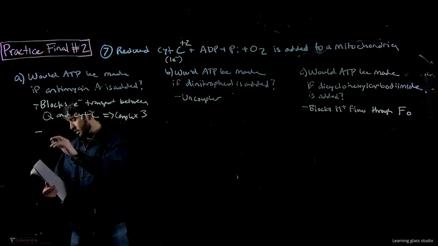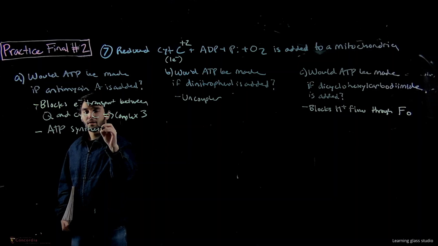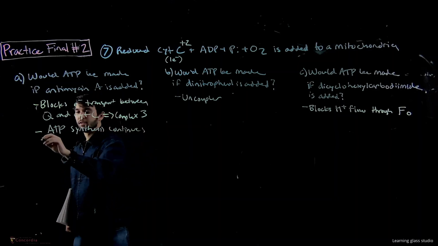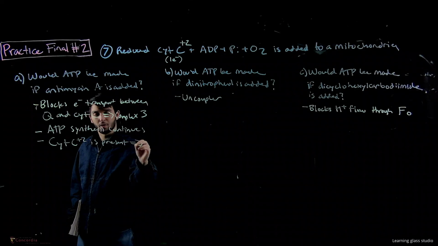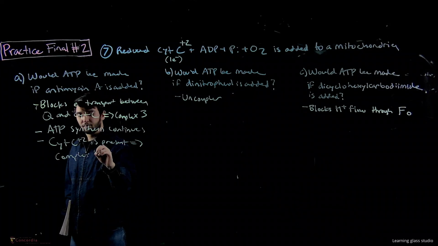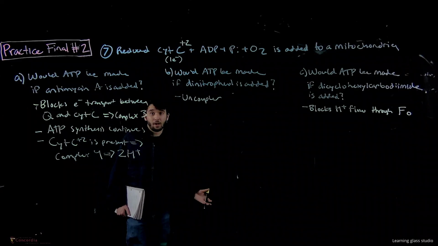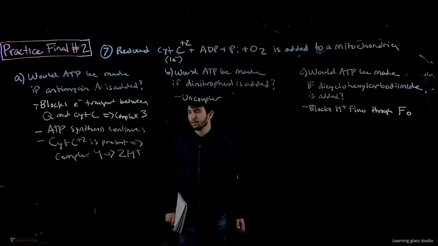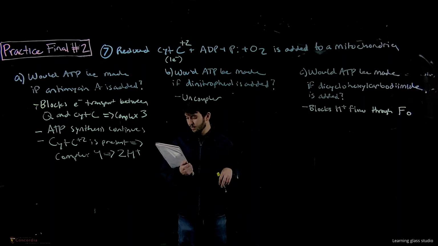So ATP synthesis continues. Why? Because cytochrome C plus 2 is present, and this can go to complex 4, which can then pump 2 H plus. We're not making a lot of ATP because most of the ETC is shut down, but we can make a bit because complex 4 is still active, and cytochrome C plus 2, the reduced form, can still enter complex 4 and pump some protons. As long as there's cytochrome C present, ATP production can continue.